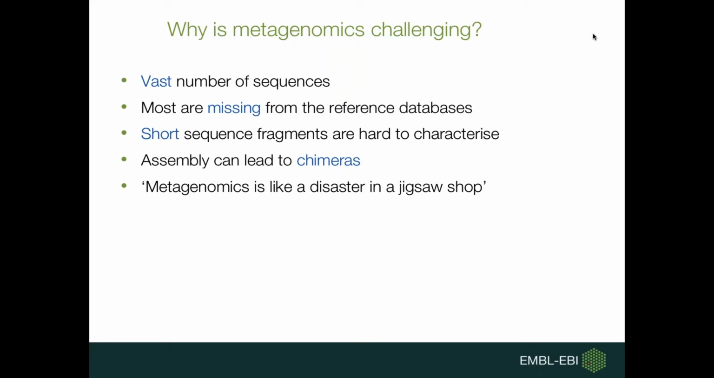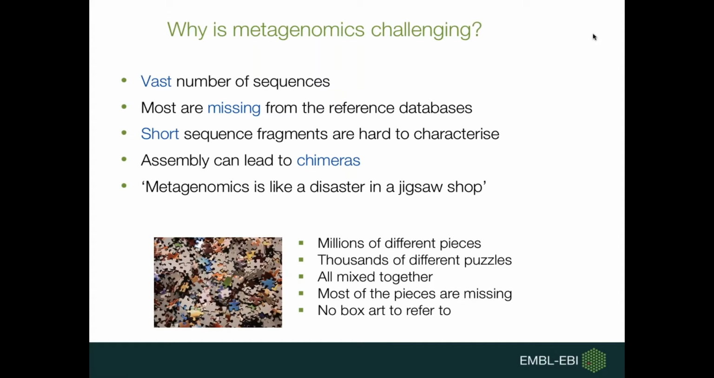You can try and assemble these together, but you risk generating chimeras, where you're putting together sequences from different species. And people have pointed out that metagenomics is a bit like a disaster in a jigsaw shop. You've got millions of different pieces from thousands of different puzzles. They're all mixed up together.